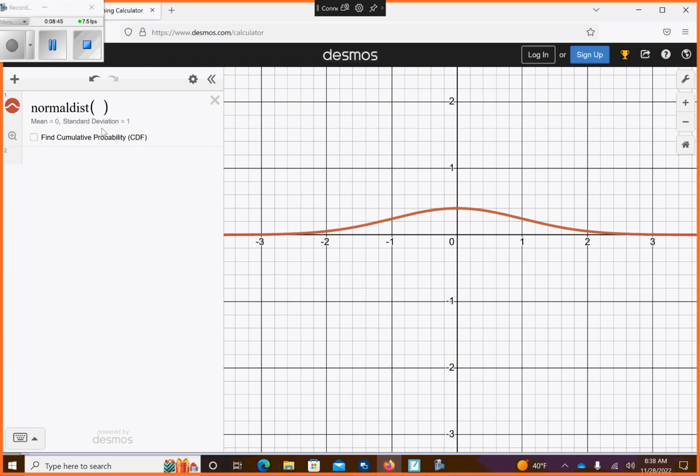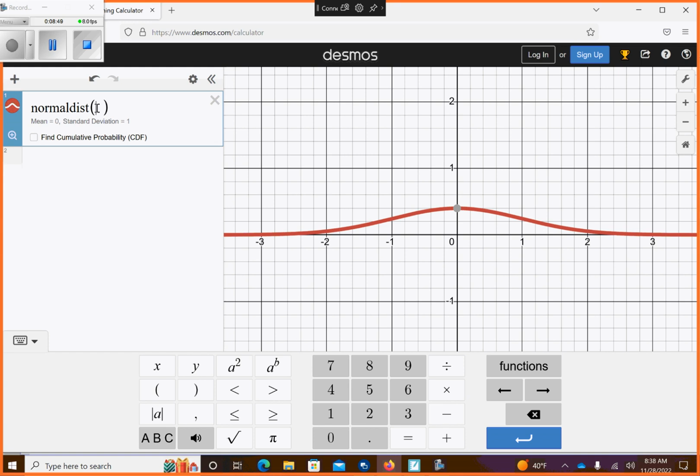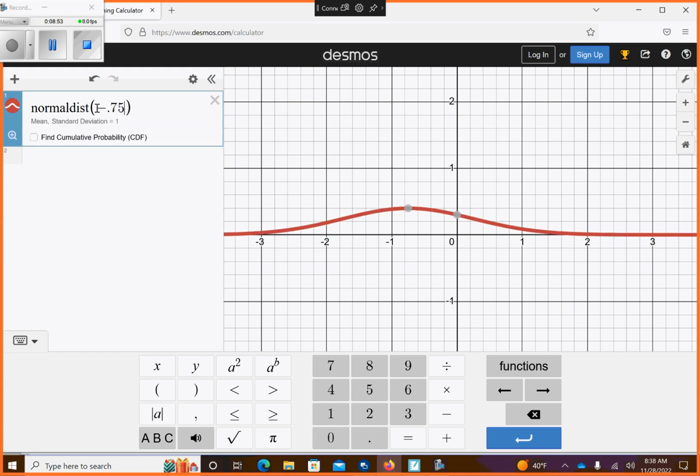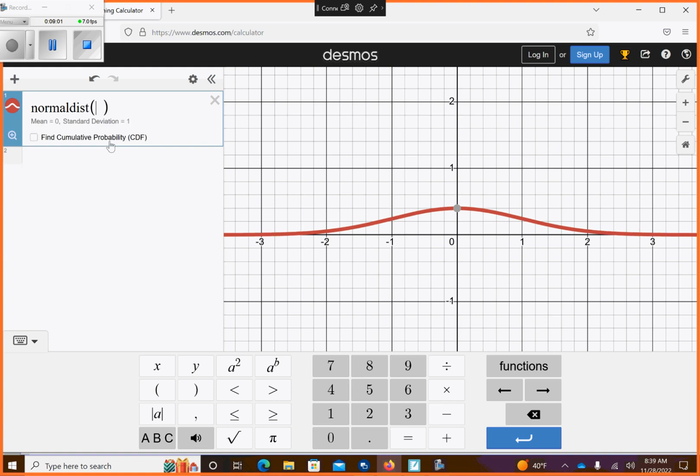So normal distribution, we're going to go, let's see if this is going to work. We're going to go negative 0.75. I don't think it's going to work the exact way I want it to. 0.25. Okay, that's what it is. So what you have to do on this, let me just verify. I had it written down someplace in my notes, and I don't remember where I put it.